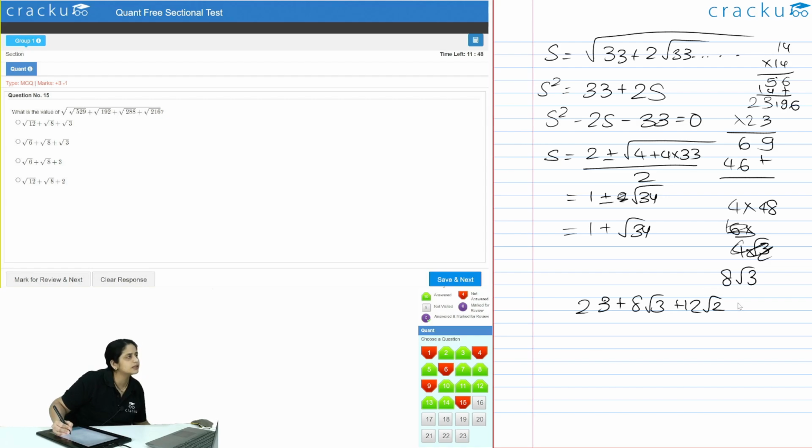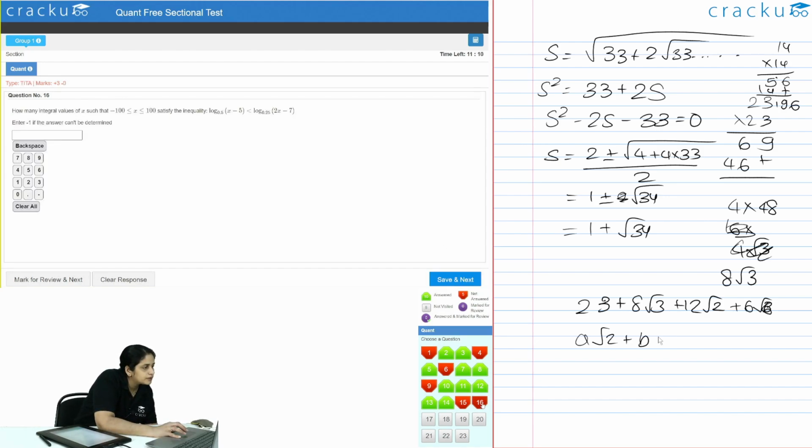This 216 is how much? 216 is 6 cube, right? So that is 36 into 6. Yes. So this is plus 6 root 6. So we take the square root of this. So this is some root 3, some a root 2 plus b root 3 of this form. Okay, fine. Too much time, so go to the next one.